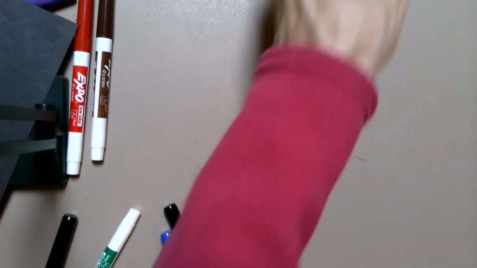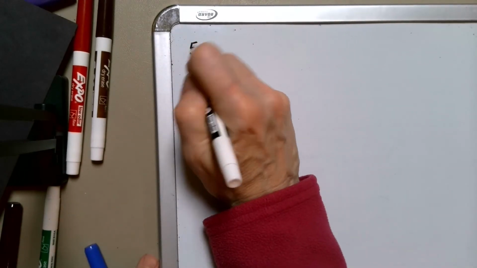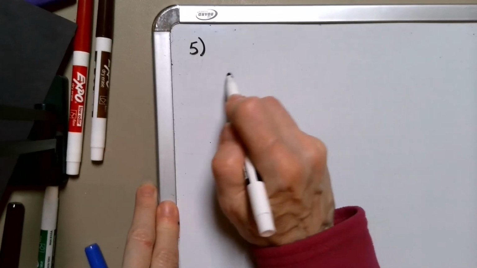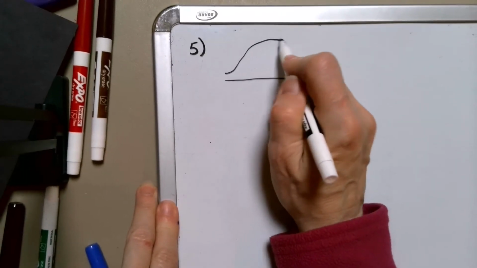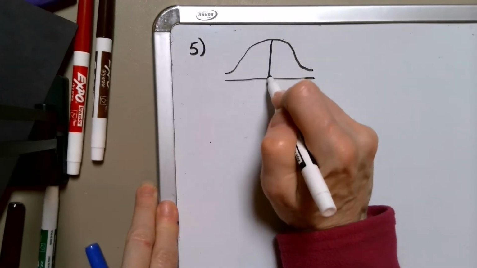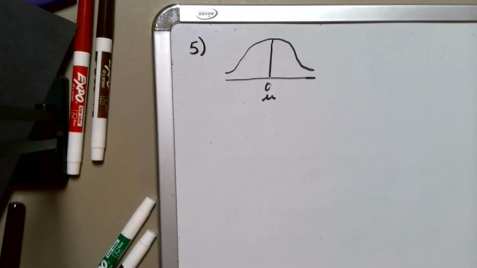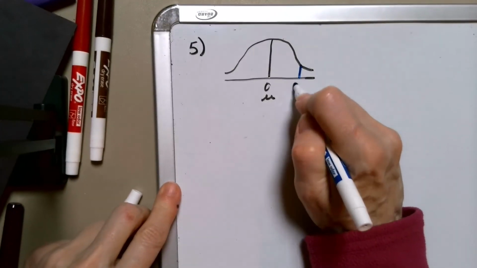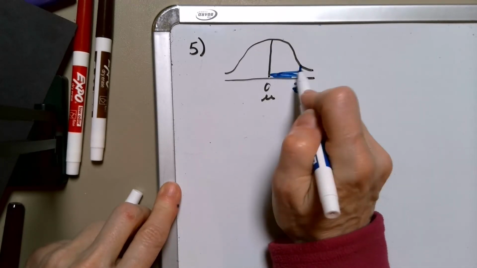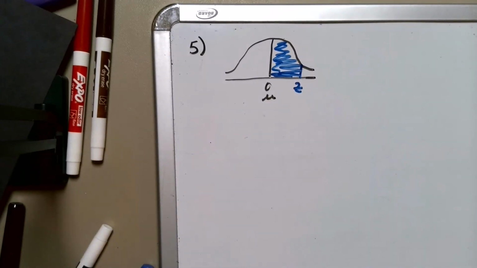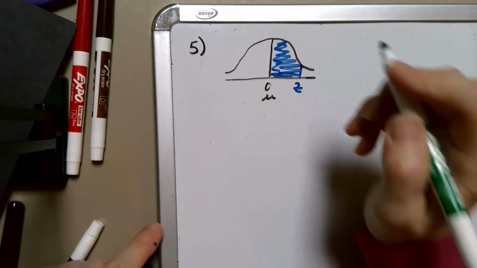Okay, on to question number 5. It says, find the standard z value such that the area above the mean and below z is 0.4788. So this is telling you where things are. The area above the mean means to the right of the mean, and below z means to the left of z. So we're talking about this area that's to the right of the mean and to the left of z.